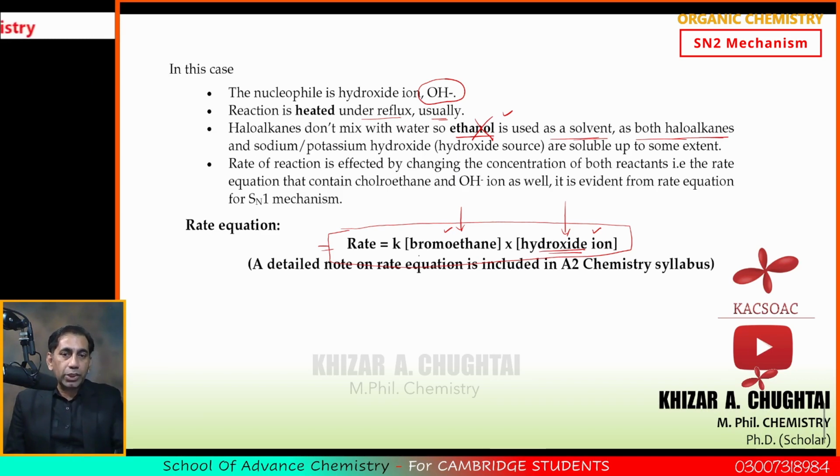If I am going to change the concentration of bromoethane, yes, or chloromethane, yes, the rate will be changed. So in this mechanism, the concentration, the amount of both reactants, does matter in changing the speed of the chemical reaction, and that is why it is said to be an SN2 mechanism.